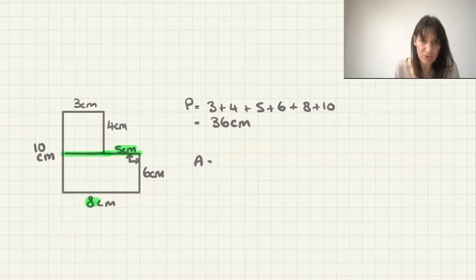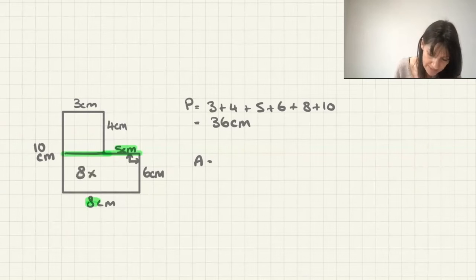It's really, really important. So for this bottom one, I've got 8 times 6, which is 48. For this one, I've got edge 3 times edge 4, which is 12.